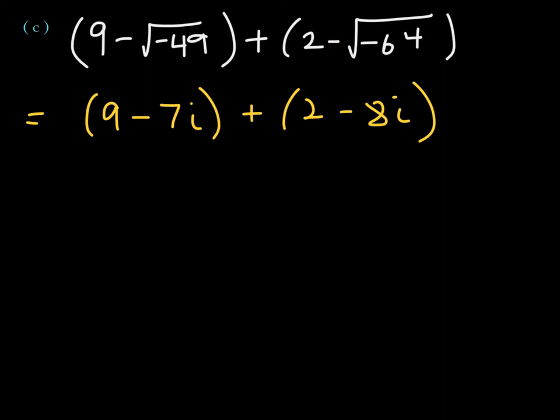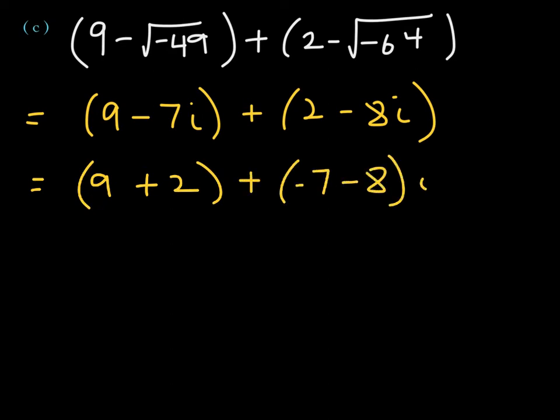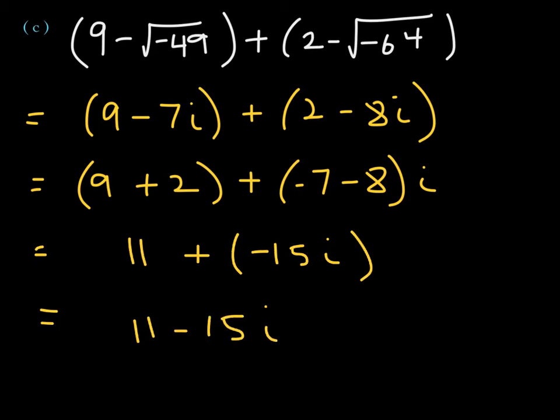Now that we can see these numbers in standard form, we could do 9 plus 2, those are the real parts, plus negative 7 minus 8, those are the imaginary parts, right? This is the same thing as negative 7 plus negative 8. All right, so then this is 11, and then you're going to have plus negative 15i, right? Which can be rewritten as just 11 minus 15i. And that answer is definitely in standard form.